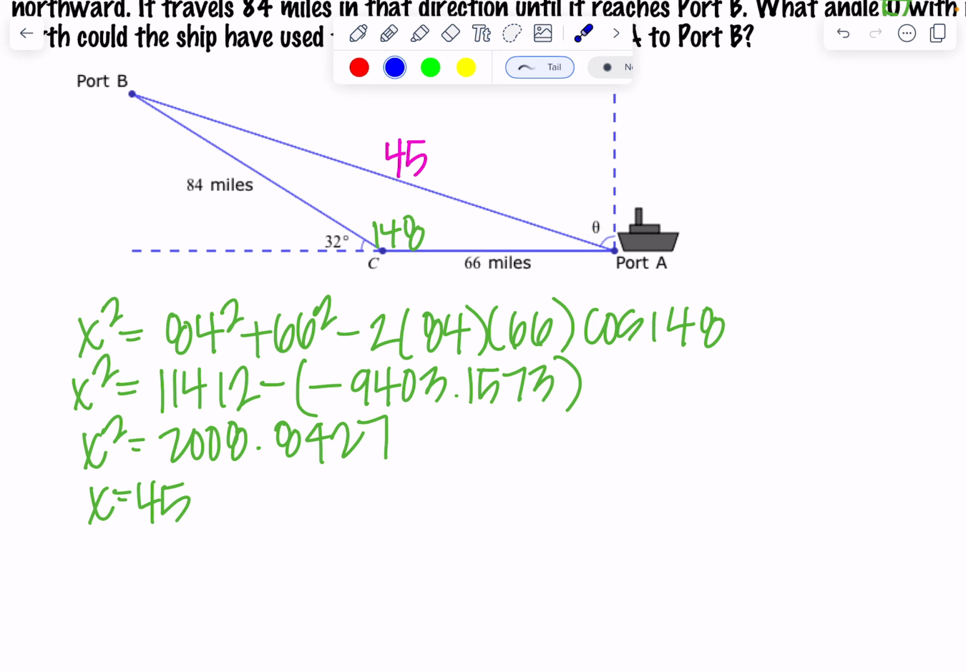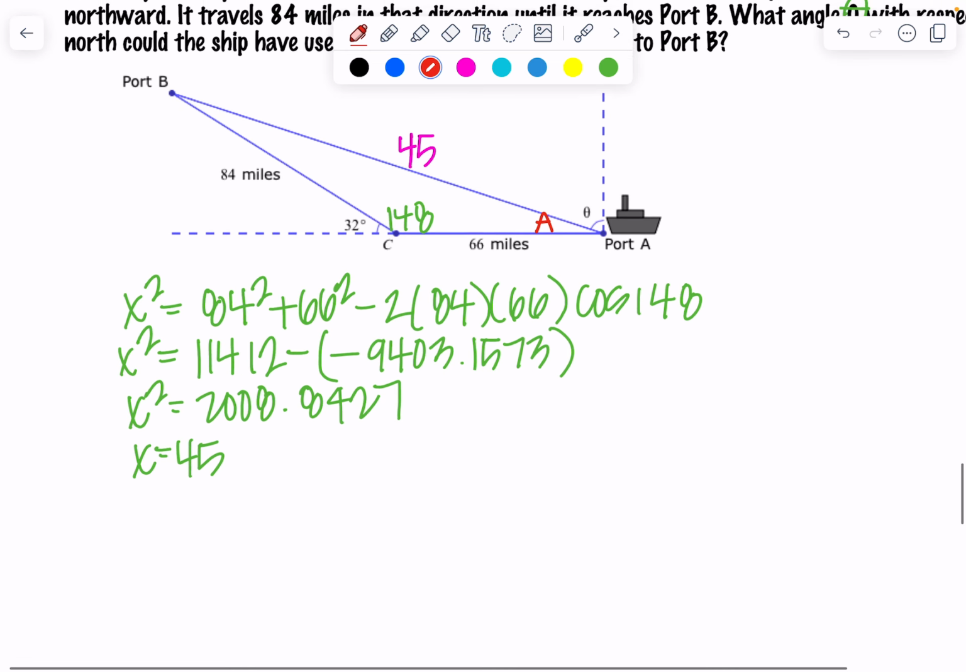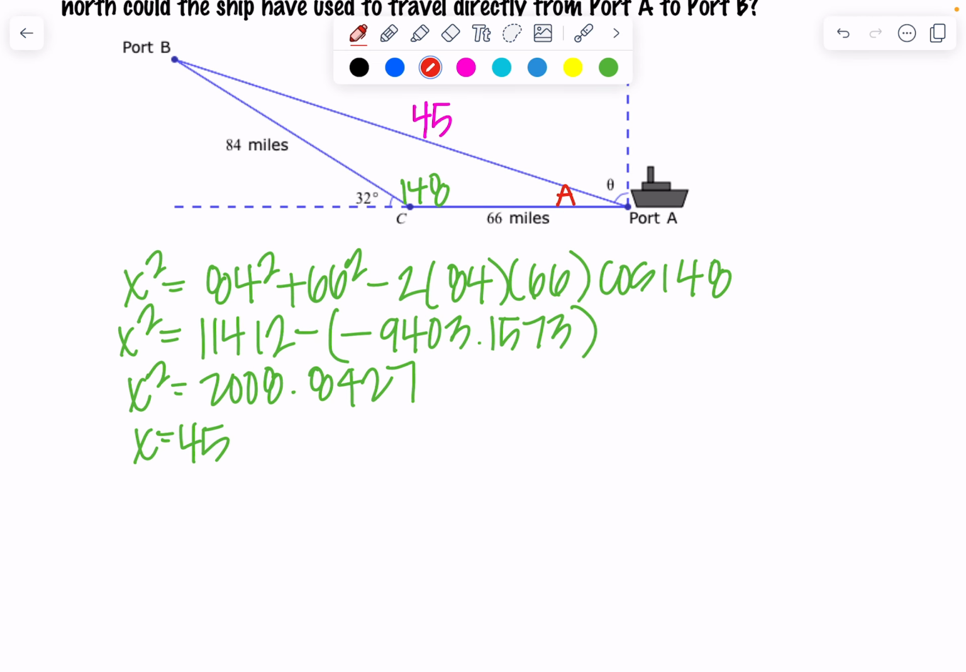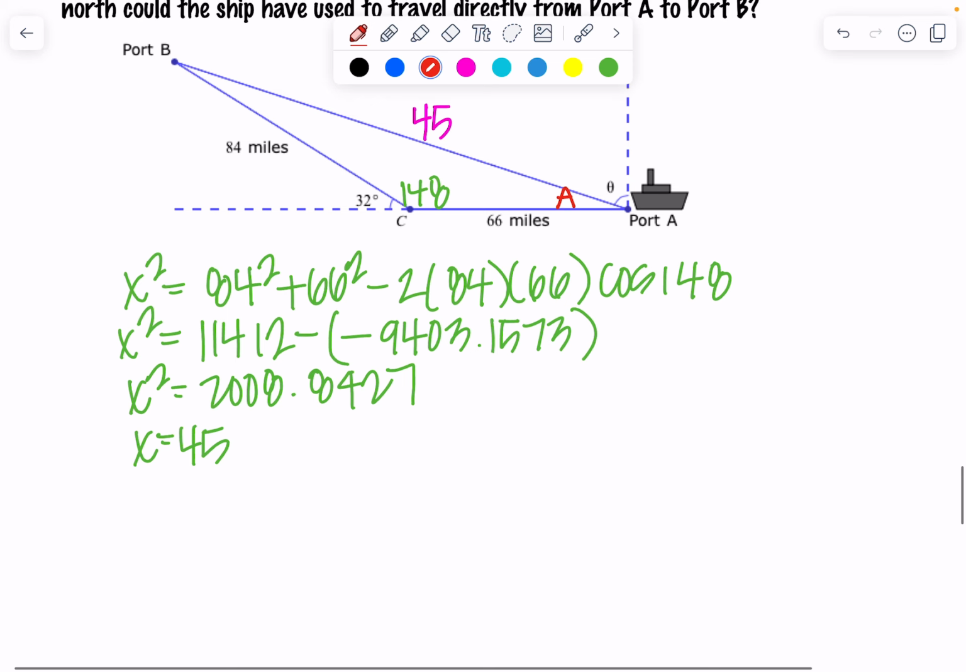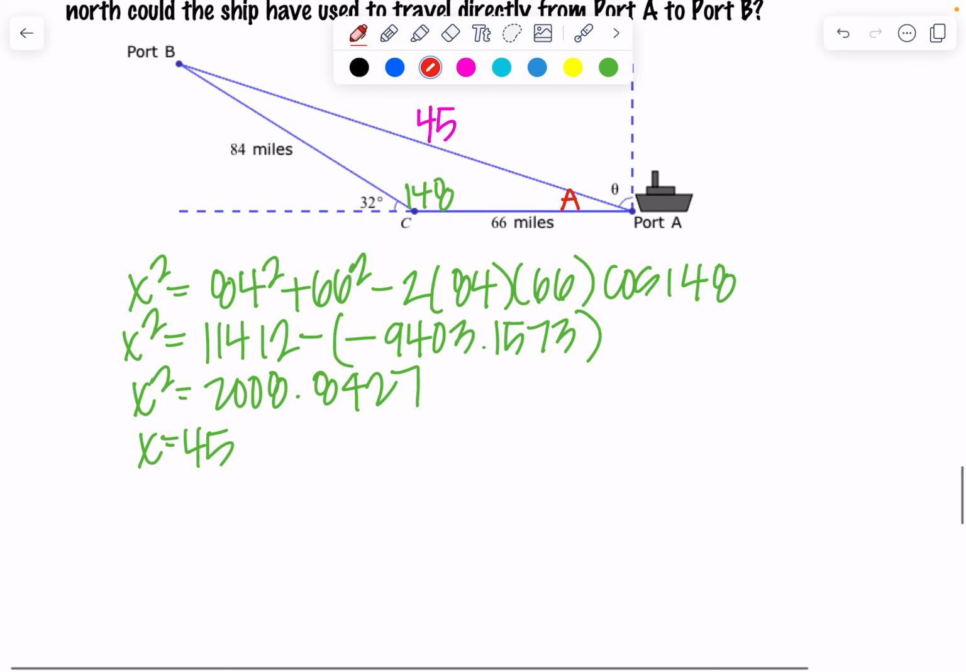So now again, after law of cosines, what should I be using? I should be using law of sines. So I'm just going to call this angle here angle A because it's next to port A. So now we're going to use law of sines to find that angle A. I'll pause here, let you solve for angle A first, and then we'll return back for your final answer to get angle theta.